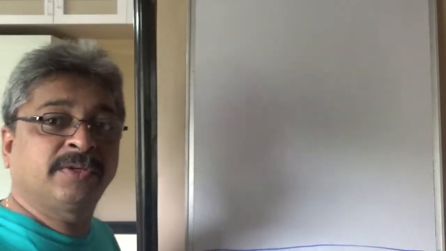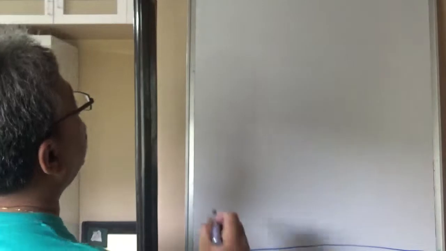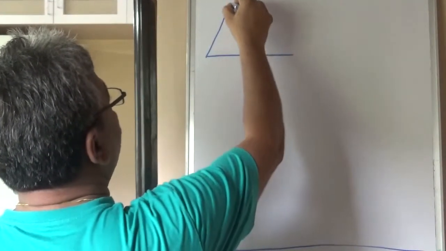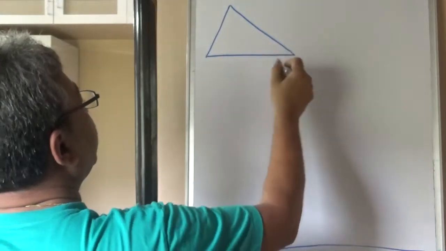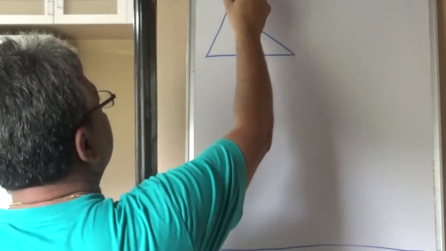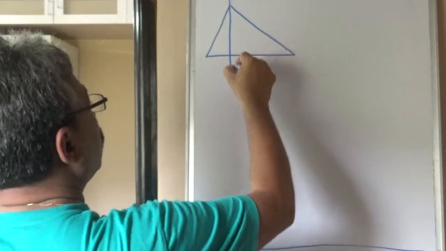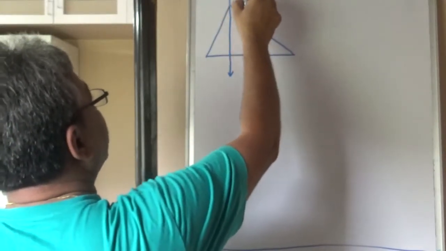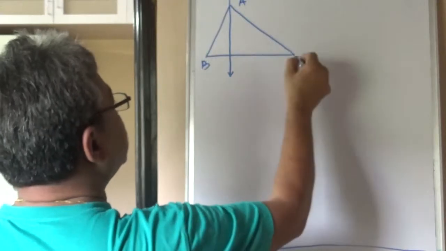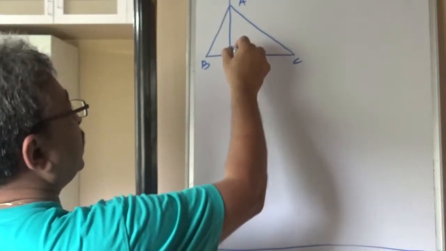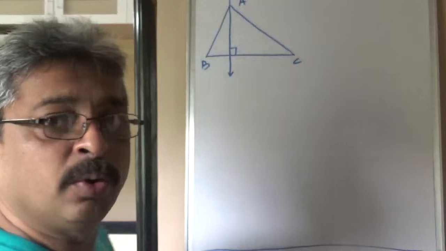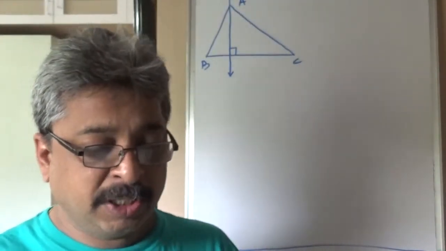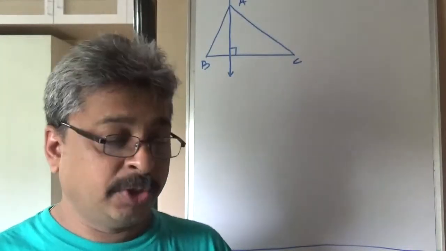To start with, we first have to define what we mean by altitudes. In any triangle, we draw a line perpendicular to one of the sides, passing through the remaining vertex. In this case the vertex is A and the side is BC. So if we draw a line passing through vertex A and perpendicular to BC, that line is called an altitude.